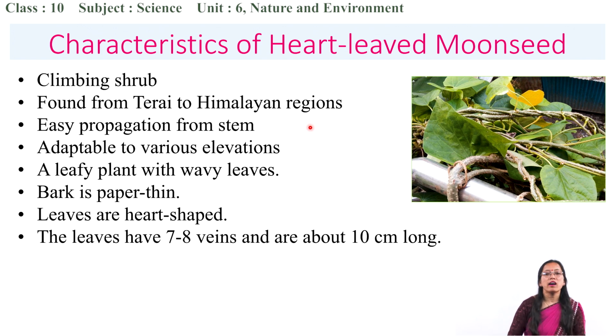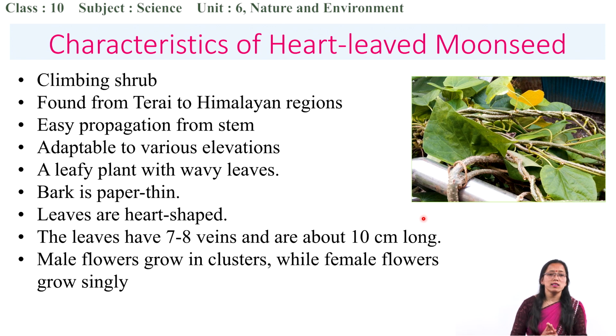And the leaves have 7 to 8 veins. In leaves we find these veins. How many veins? 7 to 8 veins, and the leaves are about 10 centimeters long at maximum, and they may be smaller also. And generally male flowers grow in clusters while female flowers grow singly. Male flowers are in clusters, but for female flowers only a single flower grows.